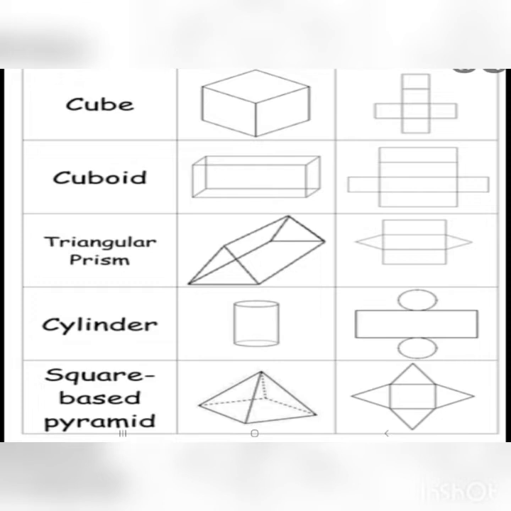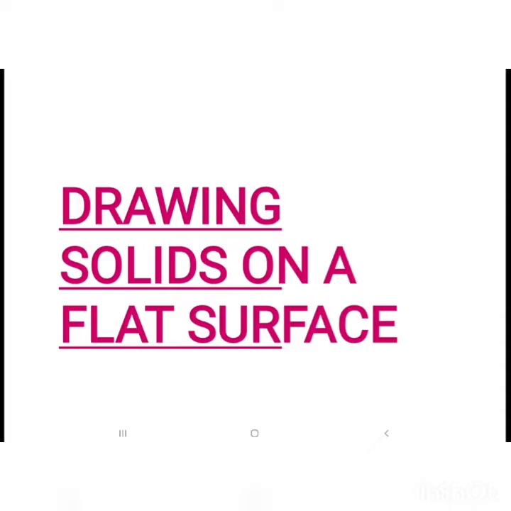Cut it in the shape and try to fold it and make a solid. So we can move on to the next concept: drawing solids on a flat surface. That means we have studied different types of solids. How can we draw these solids on a flat surface?